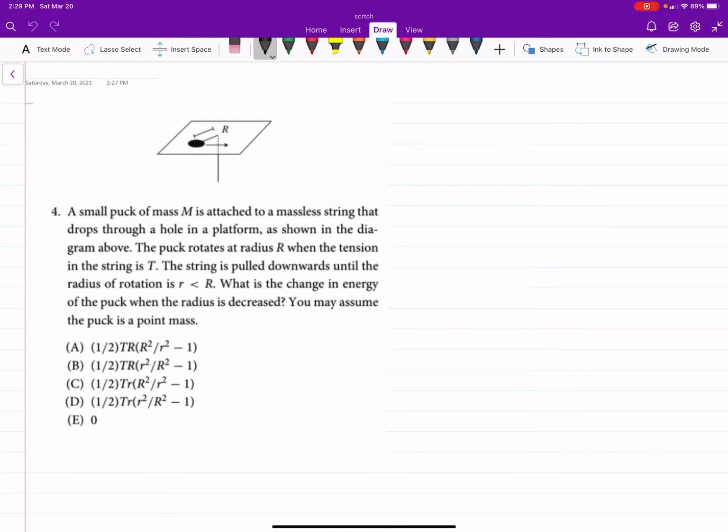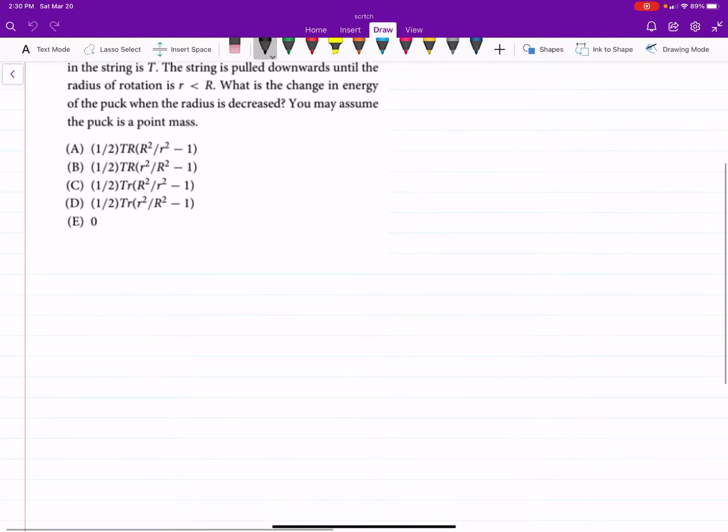This one says a small puck of mass big M is attached to a massless string that's dropped through a hole in a platform as shown in the diagram above. The puck rotates at a radius R when the tension in the string is T. The string is pulled downward until the radius of rotation is little r, which is less than big R. What is the change in energy of the puck when the radius decreases? And you may assume the puck is a point mass.